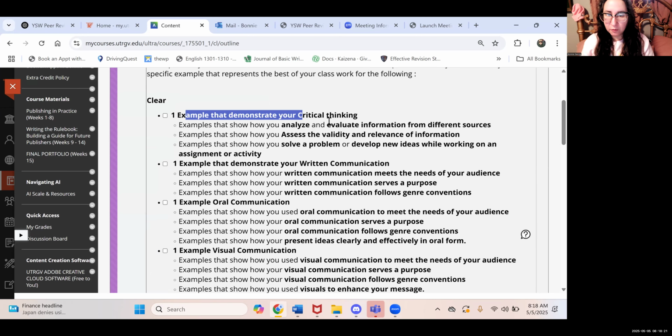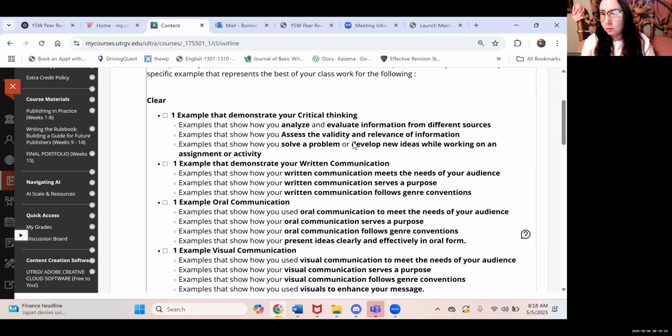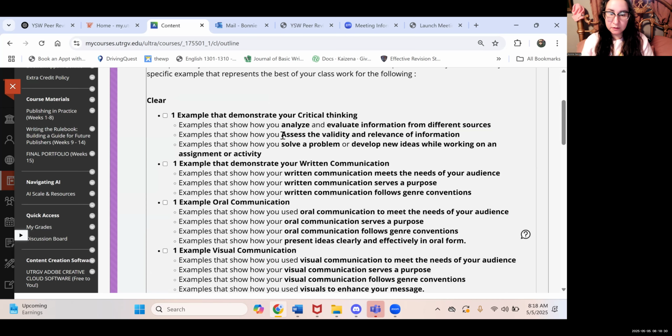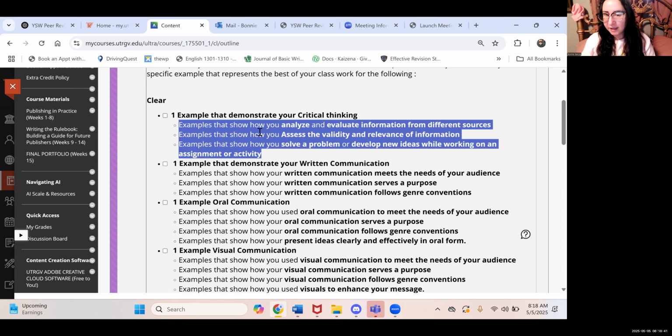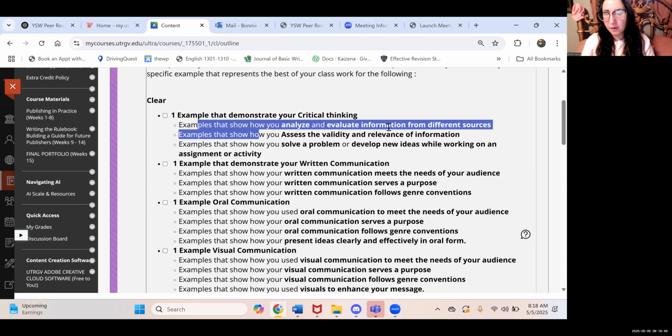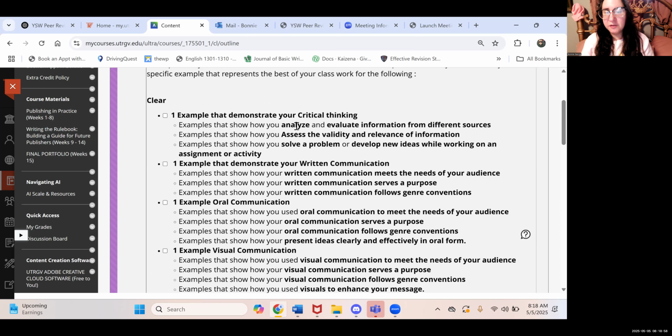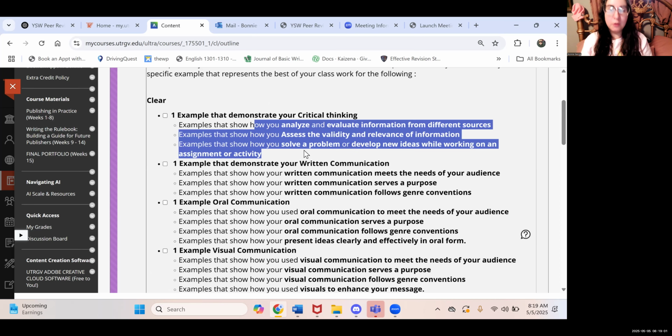You need an example from your work that demonstrates critical thinking. What is critical thinking? It's your ability to analyze and evaluate information from different sources, to assess the validity and relevance of information, and your ability to solve a problem or come up with new ideas. So, can you think of just one thing that you developed in class that shows one or all of these things? One, some, or all. So you can maybe have an example as, oh, I know how to analyze and evaluate information. I have this that I did, or I have this other thing that I did that does both things. As long as you hit at least one of these things with your example, you're going to be okay.